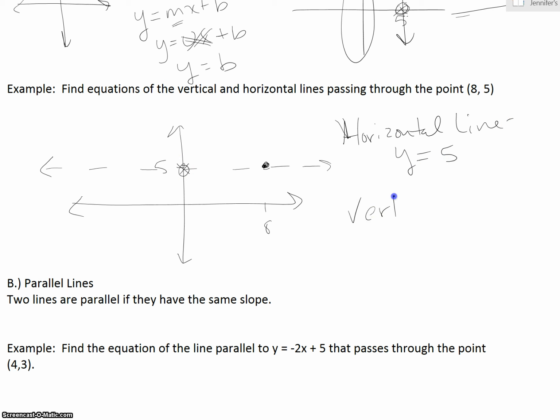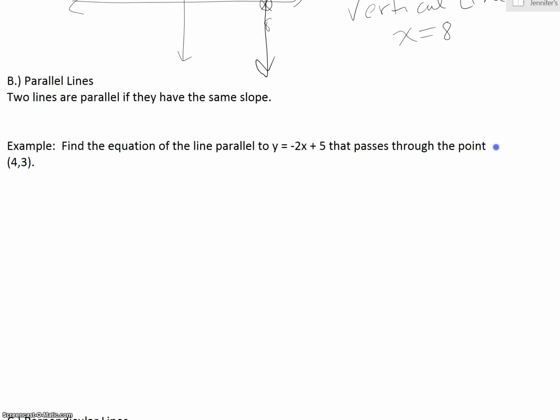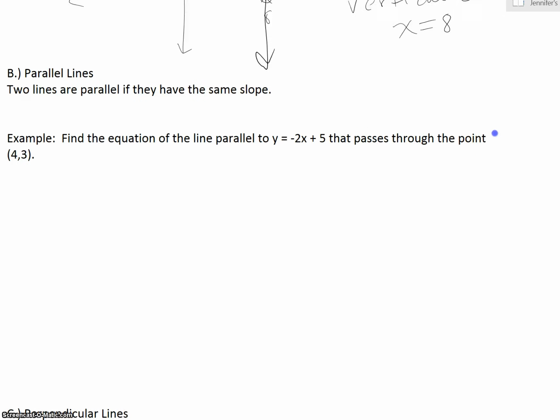The vertical line crossing through 8, 5 would go this direction vertically, and it would cross through the x-axis with an x-intercept at the point x equals 8. So therefore the equation for that vertical line is x equals 8. Okay, so that's the basics of horizontal and vertical lines. Now let's talk about parallel lines.